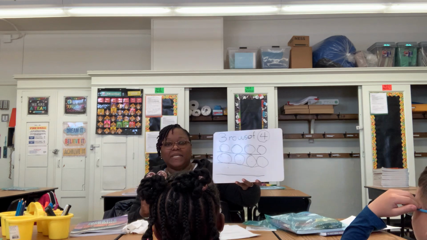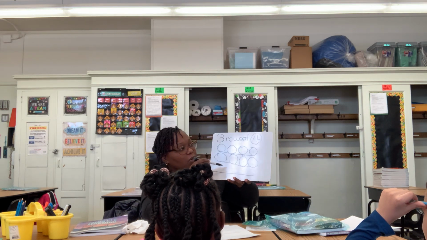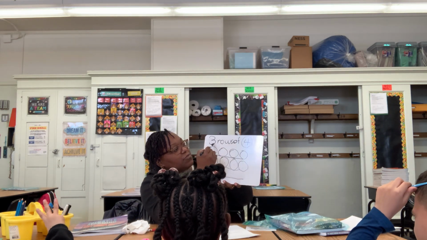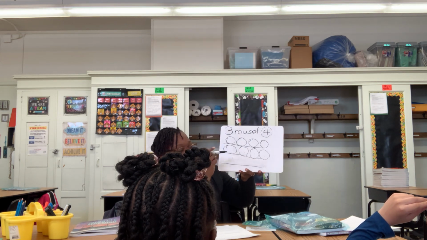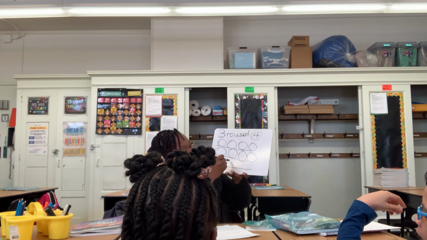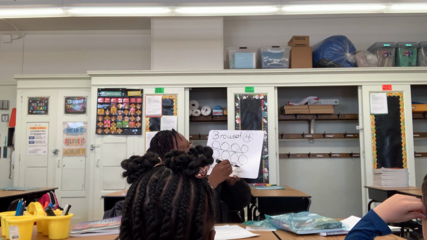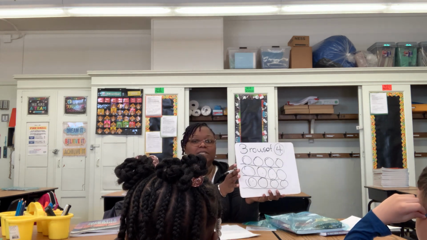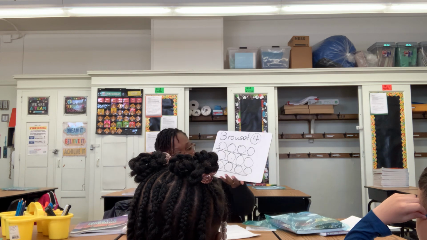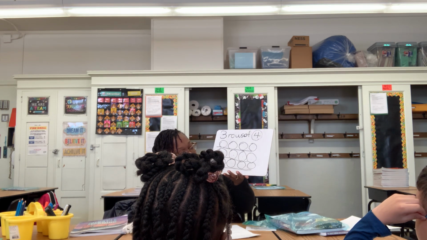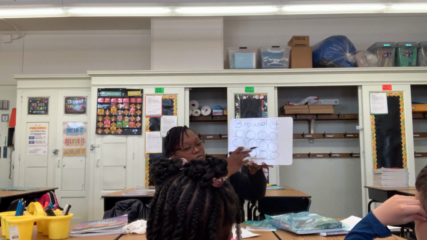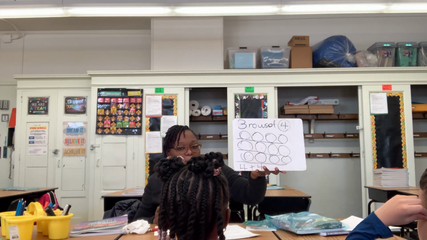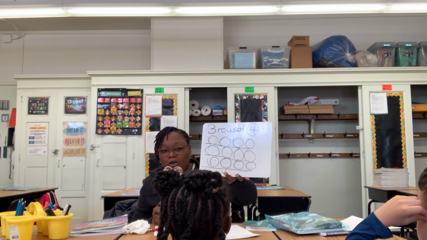Yes. But how many do I have to put in this row? Well, it says 3 rows of 4. So that means in every row I have to put 4. So I'm going to write another 4. 1, 2, 3, 4. Now my addition sentence has changed. It's no longer 4 plus 4 because I have an extra row. So now it's 4 plus 4 plus 4.